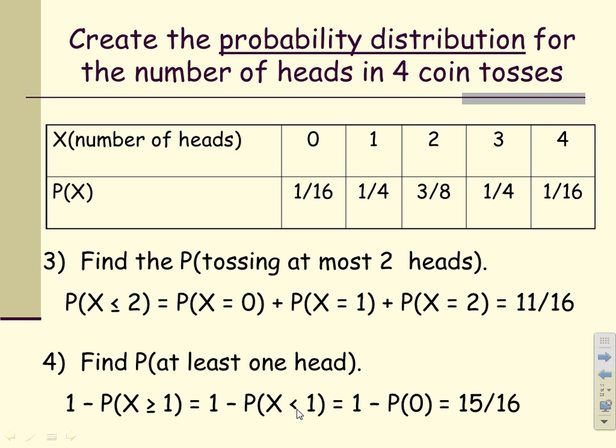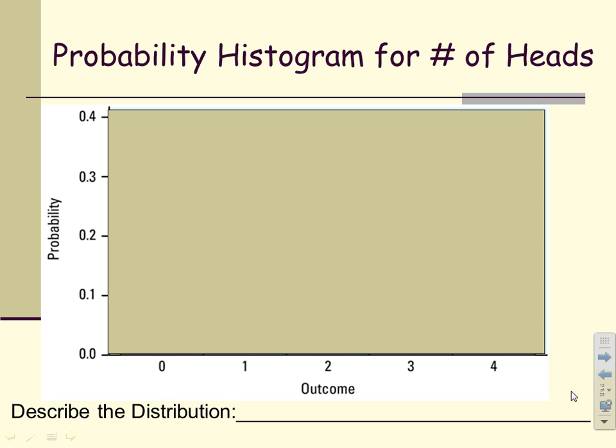Okay, that actually right there should not be there. Sorry about that typo. 1 minus the probability that x is less than 1, which is really the same thing as saying 1 minus the probability of 0, and that's 1 minus 1/16, which is 15/16.